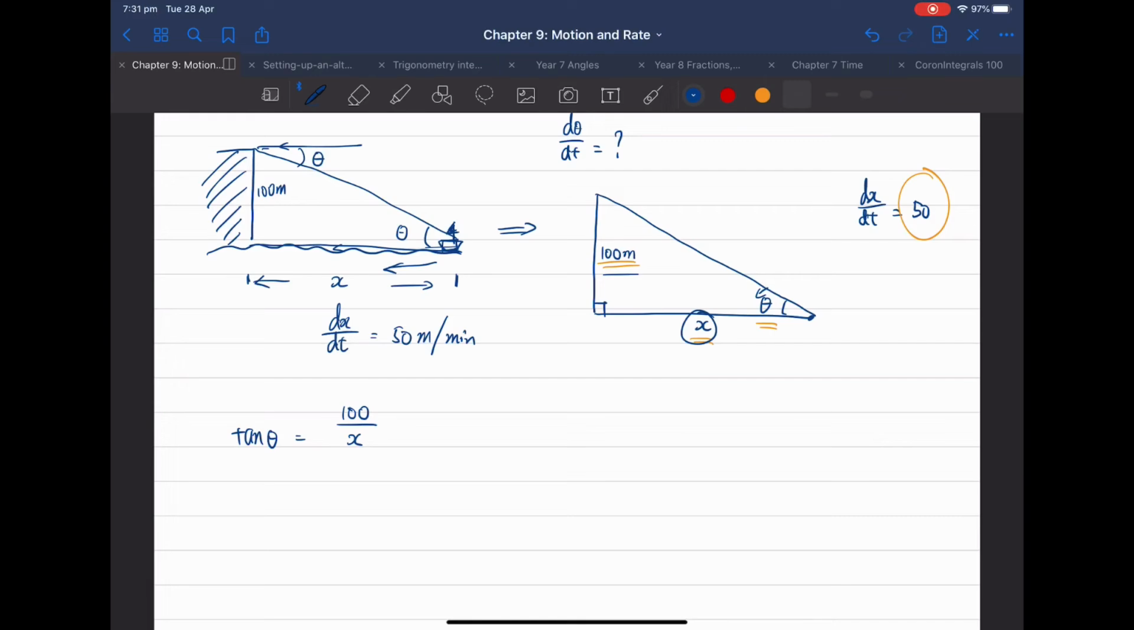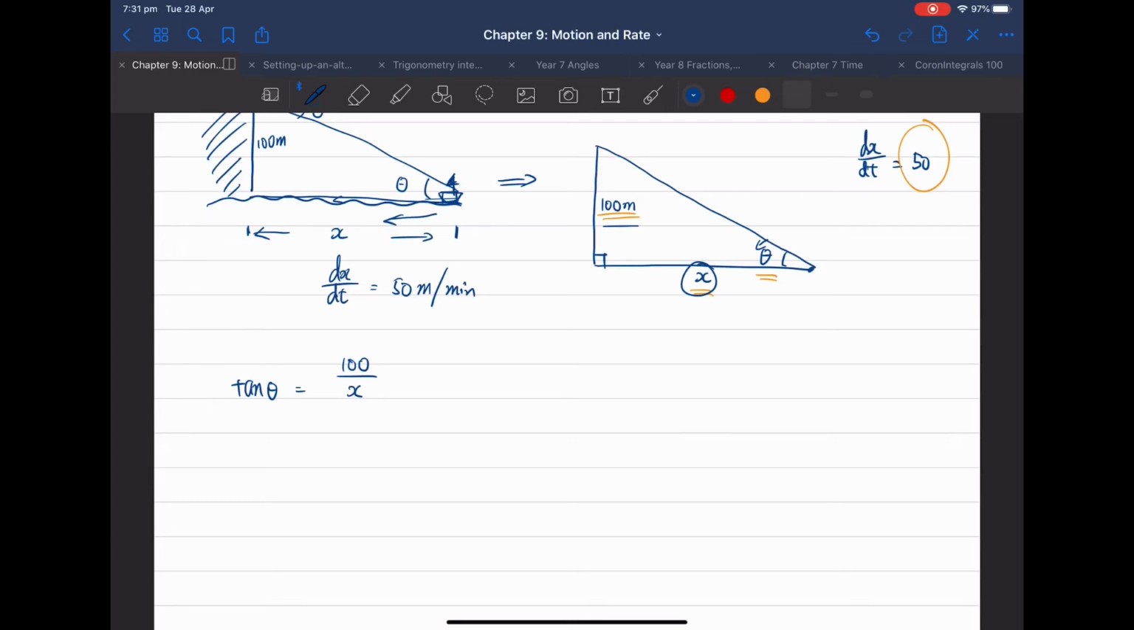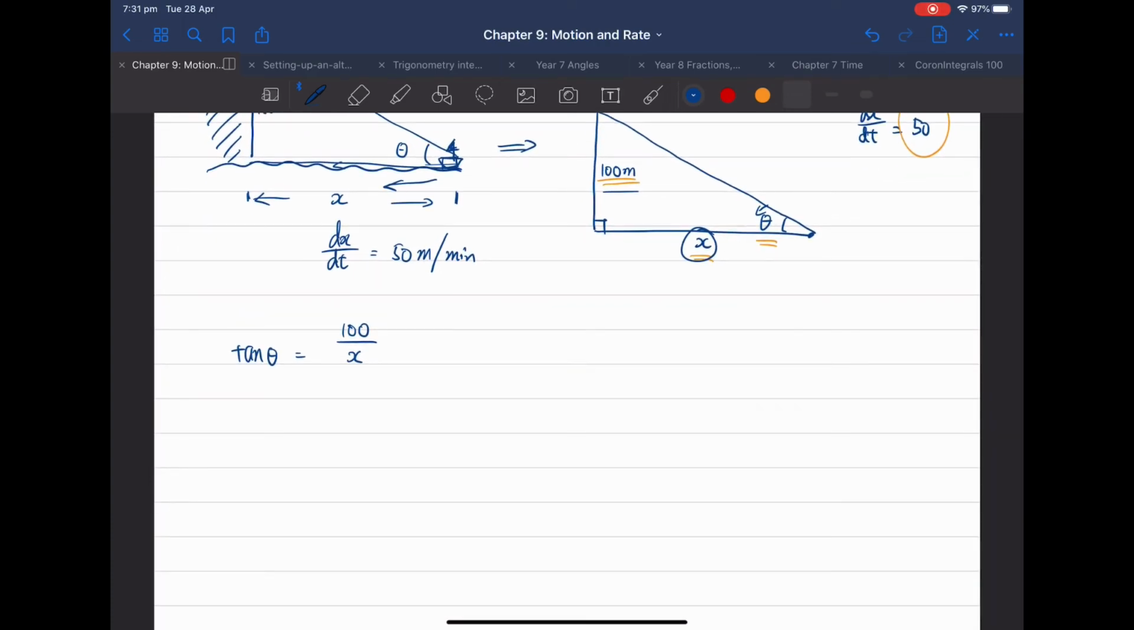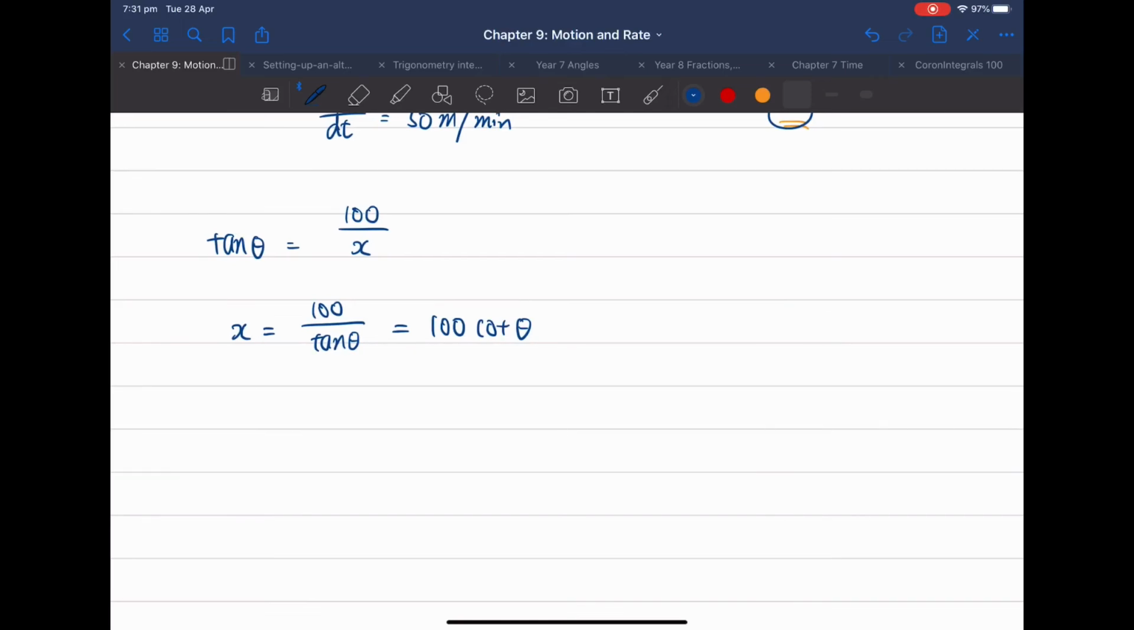So tangent theta is equal to 100 over x. Once we get to this point, the next step is to differentiate with respect to time. But before we do that, we change that into x equals 100 over tangent theta, which is equal to 100 cotangent theta, for easy differentiation. Now I can differentiate both sides with respect to time. I'm just going to differentiate this one here.